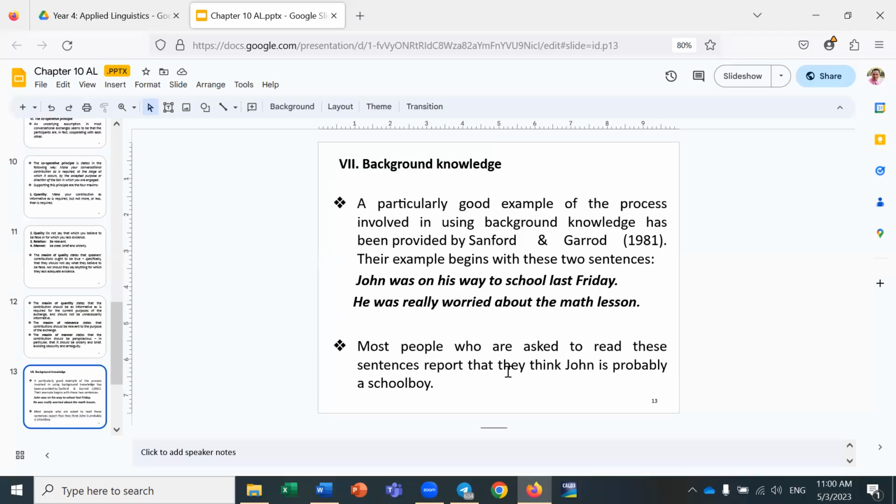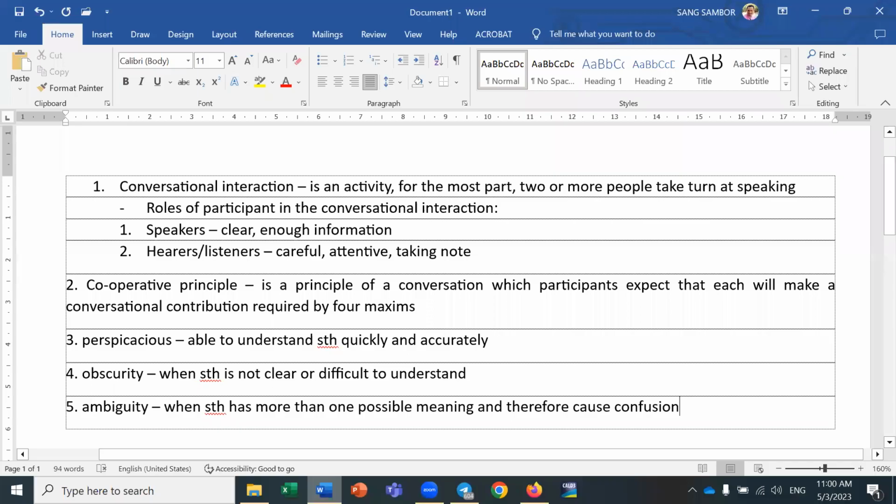All right, the last part of our chapter 10 here is on background knowledge. If you are joining any speech event, background knowledge is very important to help you understand. So let me define the term background knowledge.